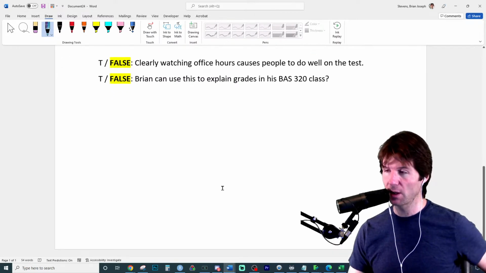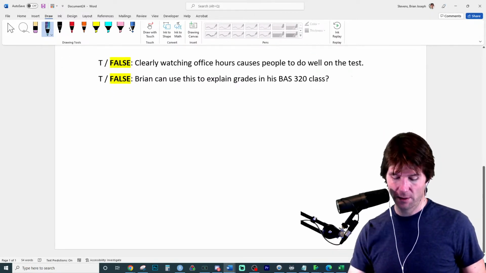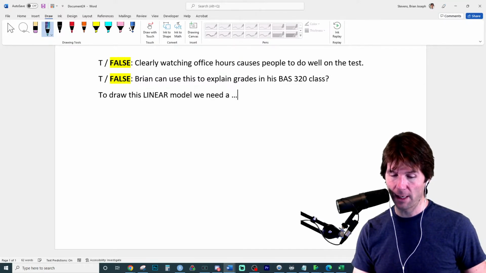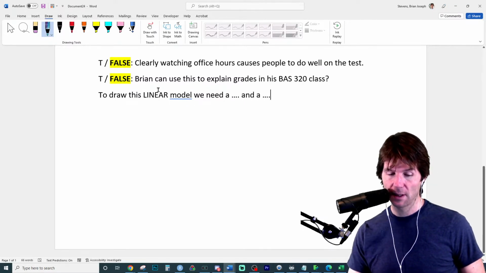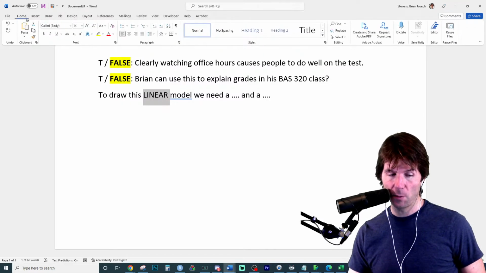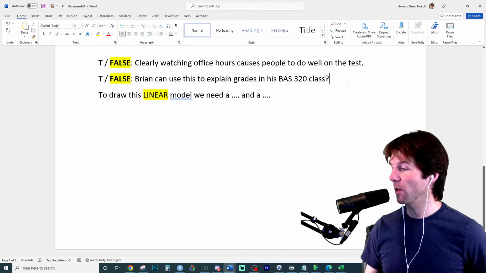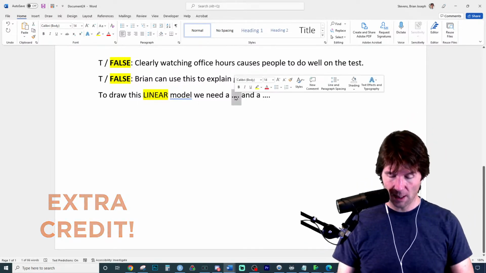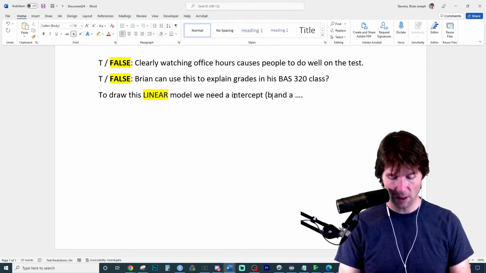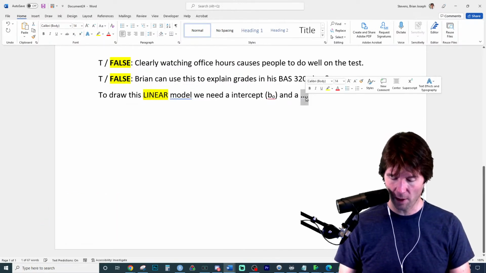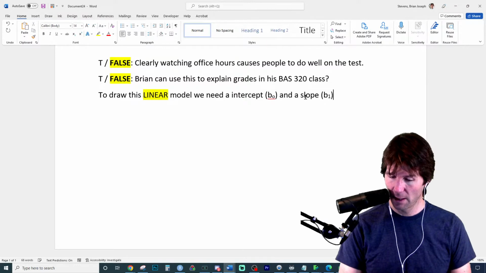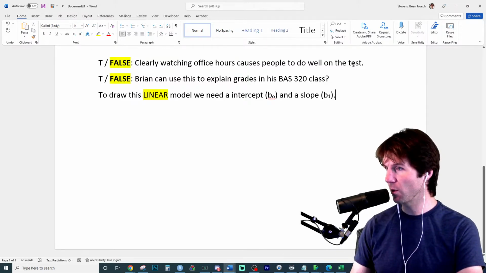What two things do we need to draw this linear model? We need a slope and a y-intercept. Great job, everyone. Good practice. The intercept is going to be known as B sub 0, great character in Mortal Kombat. And the slope is going to be B sub 1, not in Mortal Kombat. So we have our intercept and we have our slope.